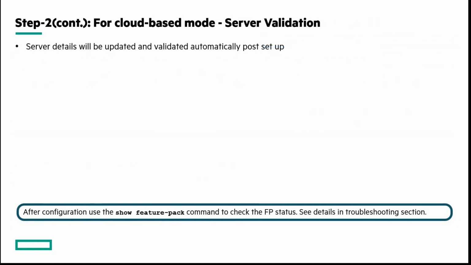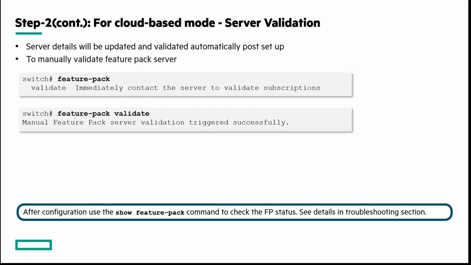Once all the details are entered, the switch will trigger an automatic validation with the feature pack server. If the user wants to manually validate the feature pack server, they can do that using the feature pack validate command. To view the feature pack status after configuration, please use the show feature pack command, which is covered in the troubleshooting section, which we will be talking about next.